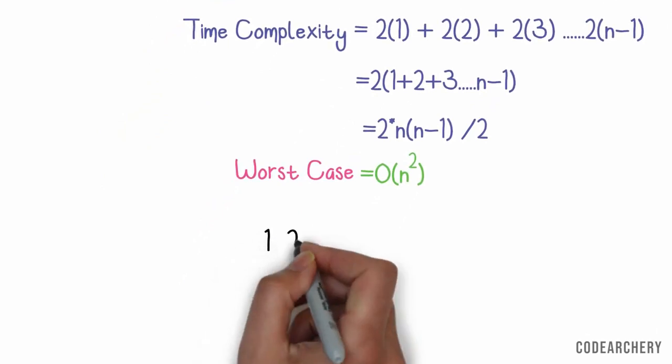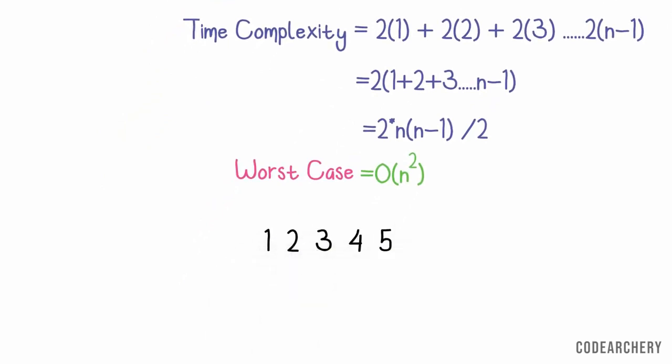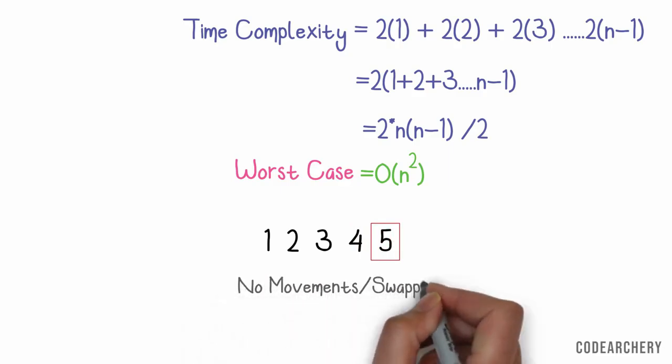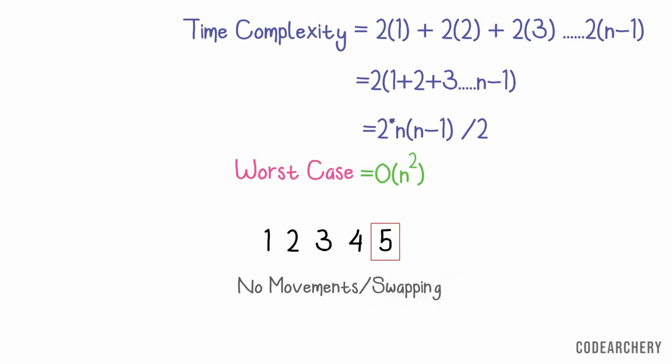But what if the list is already sorted? Since all key elements are at their correct positions, we don't have to perform any movements. And when the key element is compared with its previous element, it will say that I am at my correct position, you don't have to look back. So the best time complexity for insertion sort is order of n.